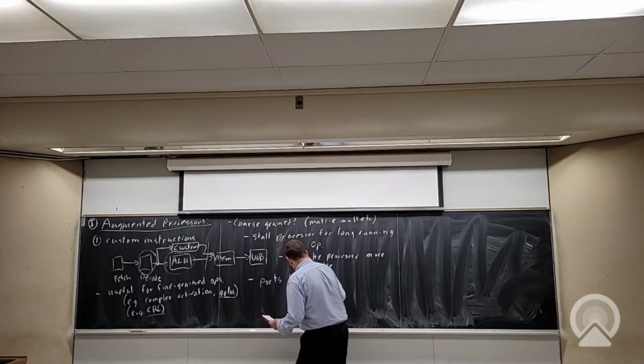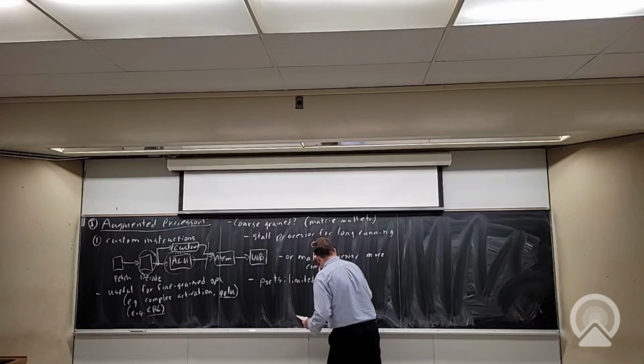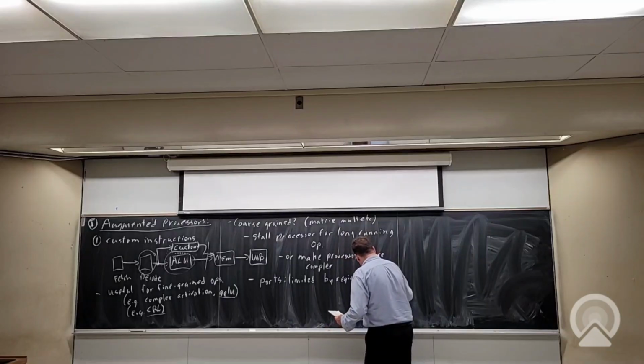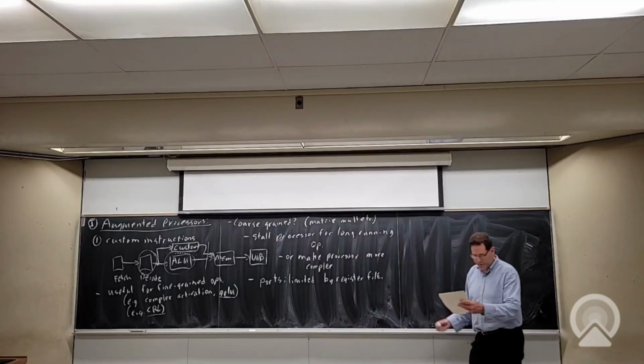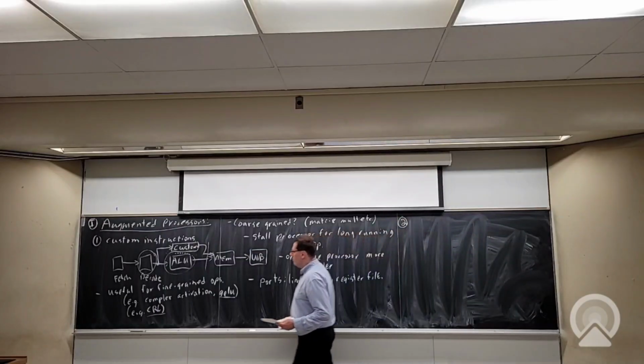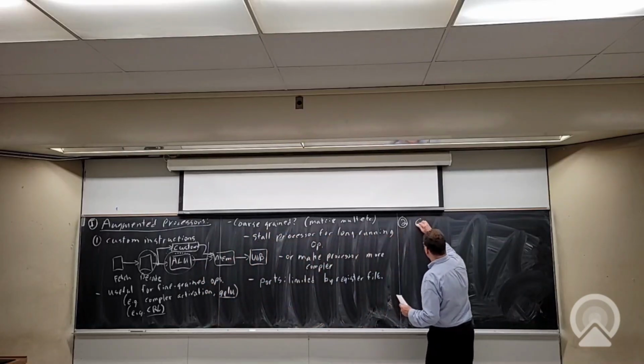Okay, so our ports are limited by the register file. So we have this central storage bottleneck. Okay, so the other way that we could do this, it isn't the only way we can augment a processor, is that we can augment a processor with a coprocessor.